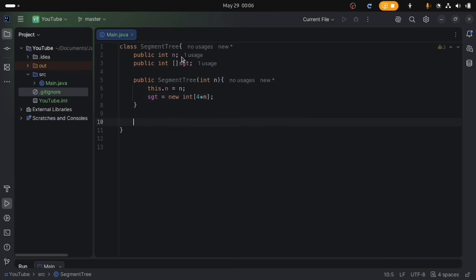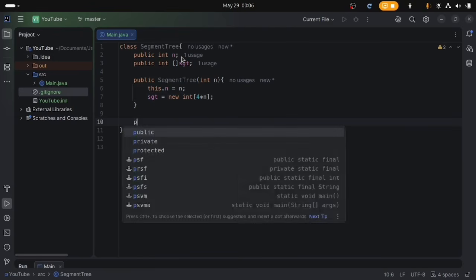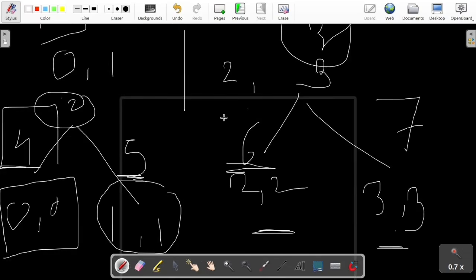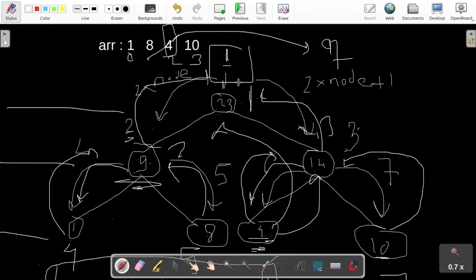Fine. Now let's write the build function. The code is pretty easy. There is nothing hard in the code. I don't know why people say that segment tree has very long code. It's pretty hard, this and that, but its code is damn easy. Let's first implement the build function. Public void build. Here we will need 3 parameters: L and R, which will denote the range for our current node, and of course the index of our array, that is node, which starts from 1.